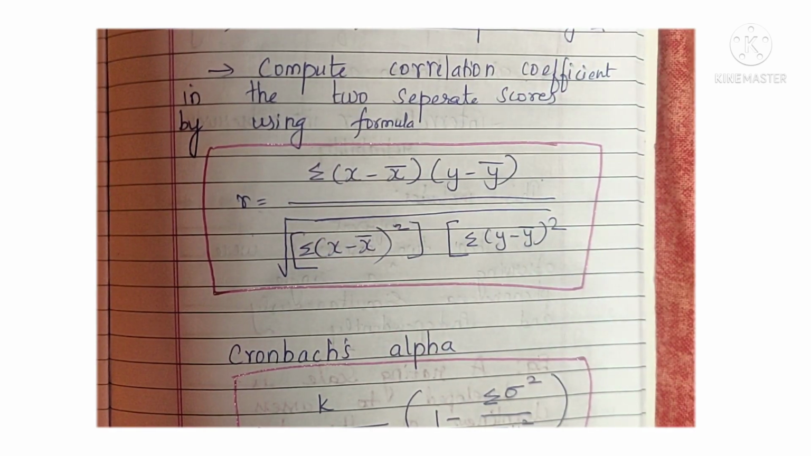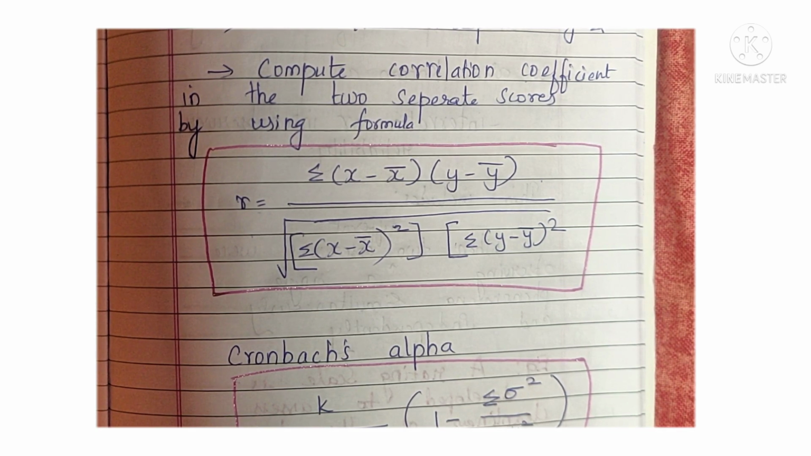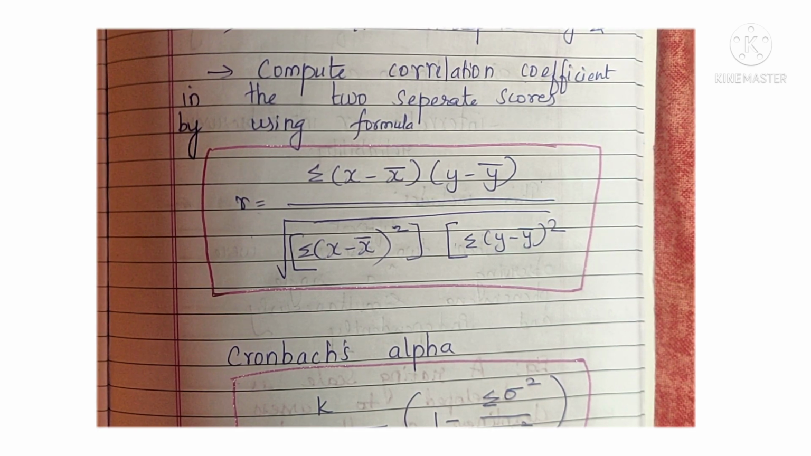If r is 1, perfect correlation or perfect reliability. If r is 0.7, acceptable level of reliability. If r is 0.8 or 0.9, high level of reliability. If r is 0, no reliability.